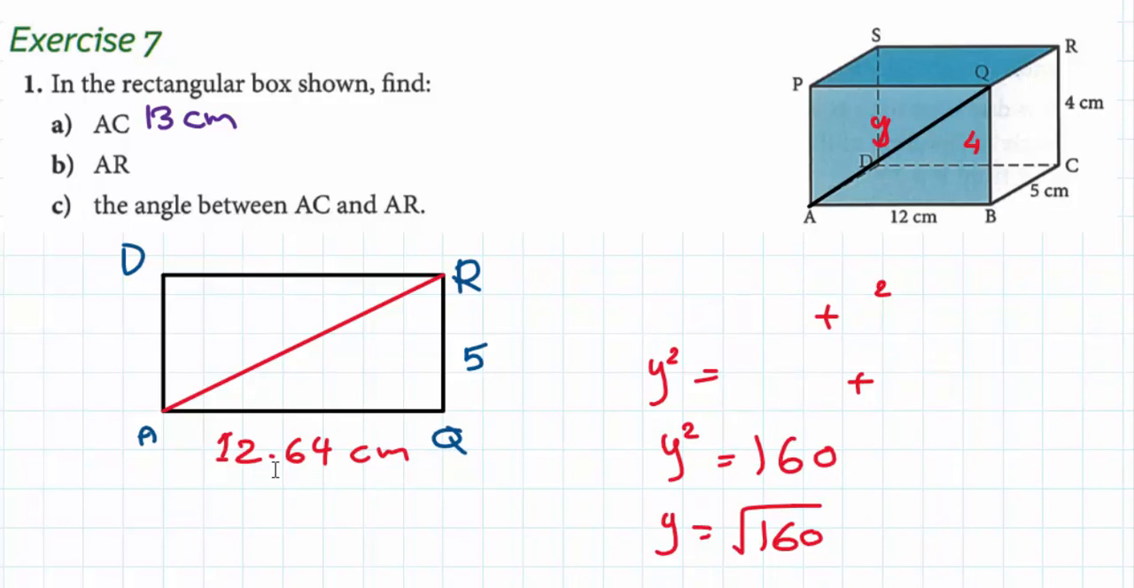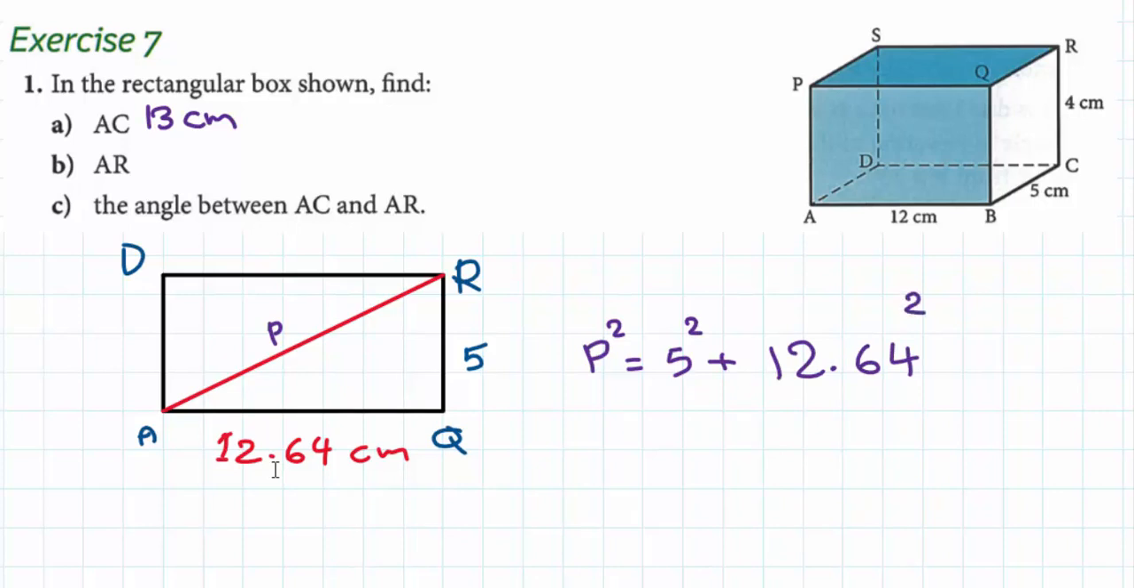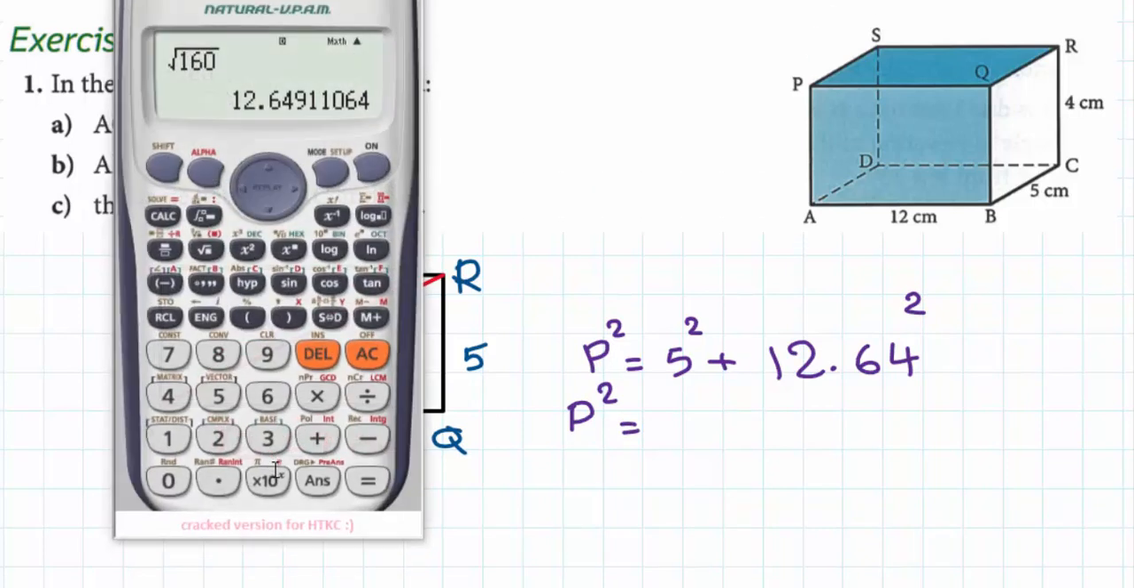To find AR, again we're going to use Pythagoras theorem. Let's call AR P, which is easier to use in the Pythagoras theorem. P square is equal to 5 square plus 12.64 square, which is equal to 184.76. This is P squared.